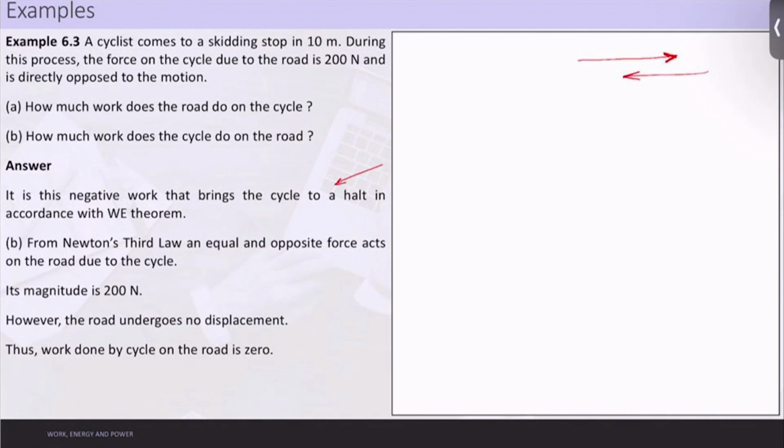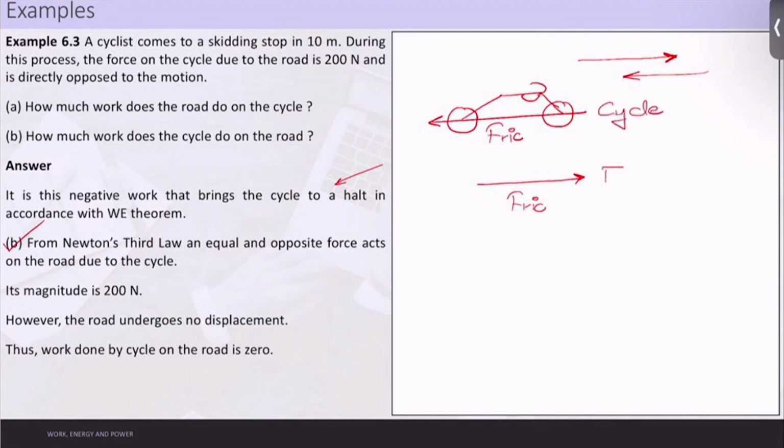Moving on, from Newton's third law, an equal and opposite force acts on the road due to the cycle. In the laws of motion concept, you may have understood the concept of a free body diagram. Let us suppose I make a free body diagram. Let us say this was the cycle. The force acting on this cycle is F frictional. Therefore, on the road, the force will be F frictional in the opposite direction. So this was for the cycle and this is for the road.